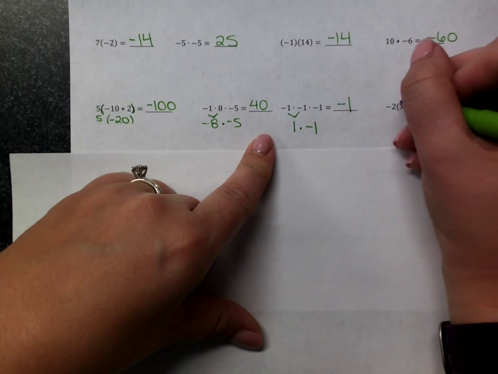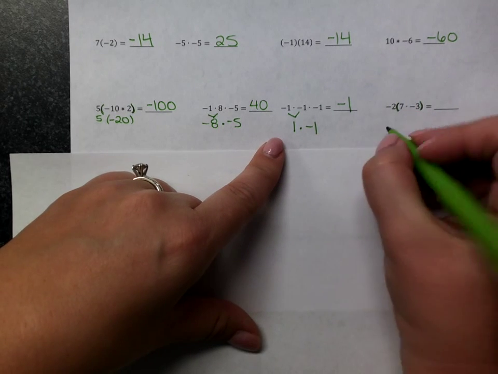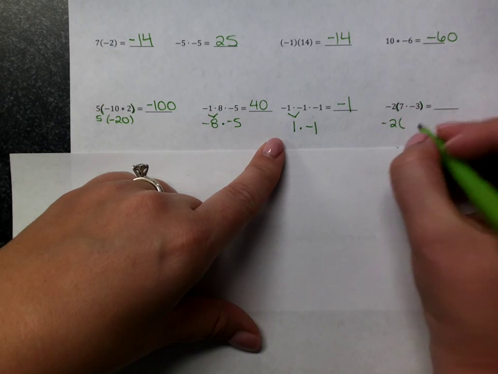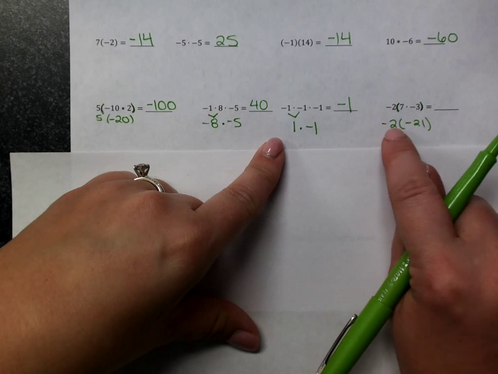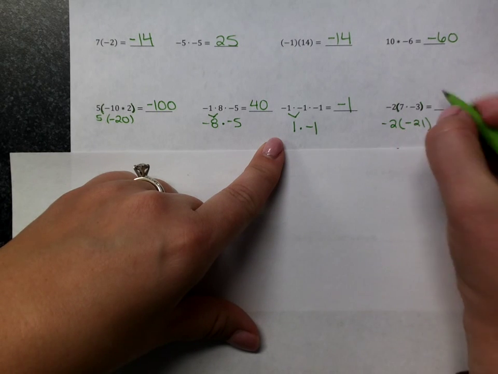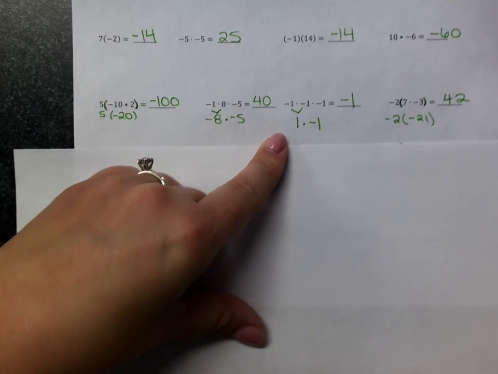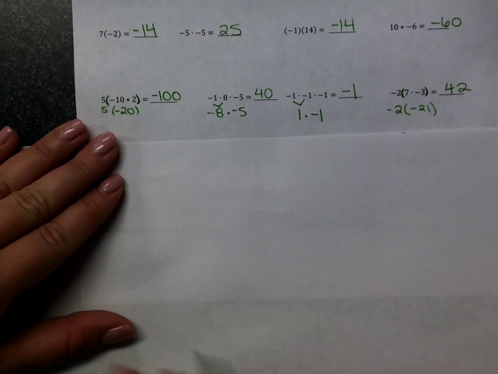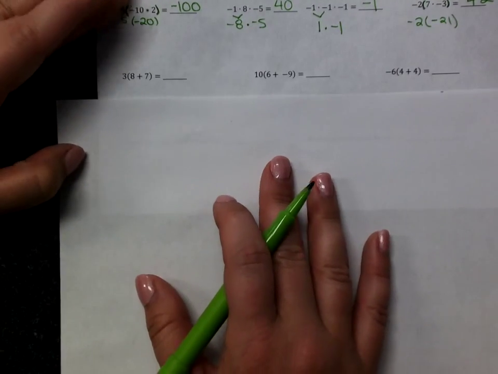Here we have parentheses again, so we're inclined to do what's in the parentheses first. Negative 2 times 7 times negative 3 is negative 21, and so negative times a negative would be a positive 42. So you should be able to work these out. It might take you a little bit longer at first, but we really want to get comfortable with our multiplication facts.